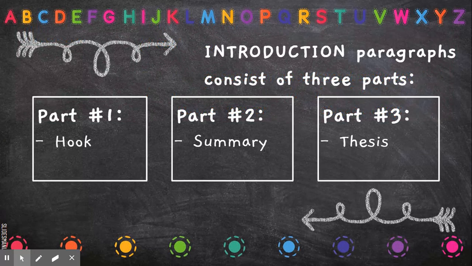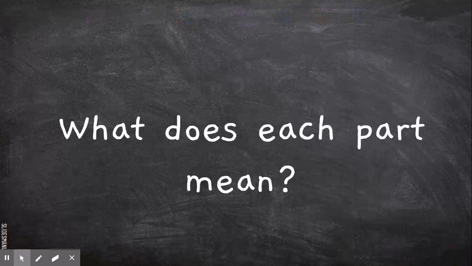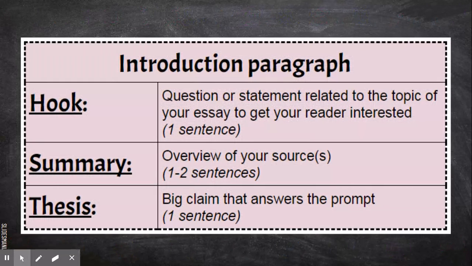So again, just to recap, your introduction paragraph, that's the first paragraph of your essay, 3 parts: hook, summary, thesis. What do they mean? The hook, the first sentence, gets the reader interested. The summary, 1 or 2 sentences at most, just a brief description of the story that your essay was based on. And then last, the thesis. That's your big claim, which answers the prompt, your overall argument for your entire essay.